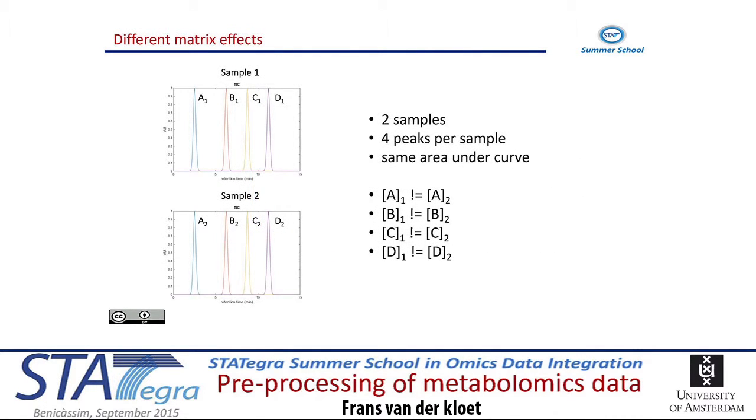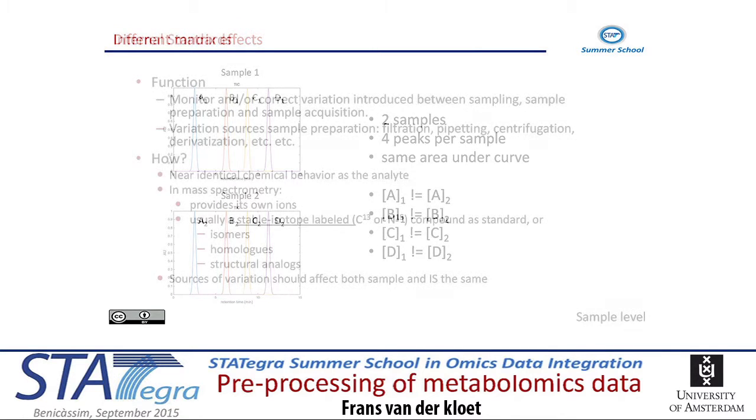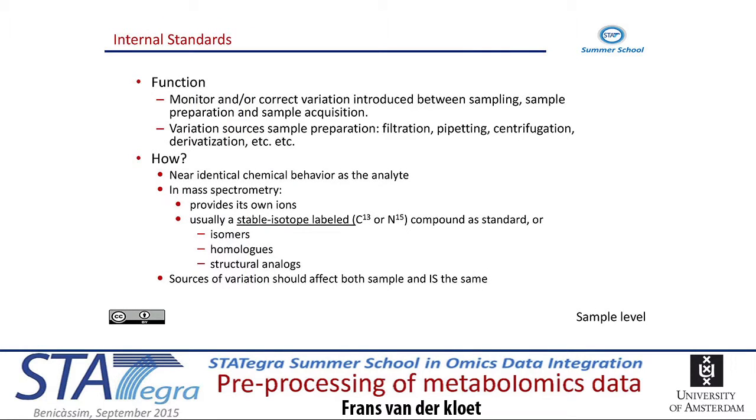Also, if I have different matrices from sample to sample, even if we're talking about the same compounds and they elute at the same retention time, it still doesn't mean that these concentrations have to be the same. So that's really an important issue. What we therefore include is an internal standard. And why? Because we can monitor and correct variation that has been introduced during sampling and sample preparation.